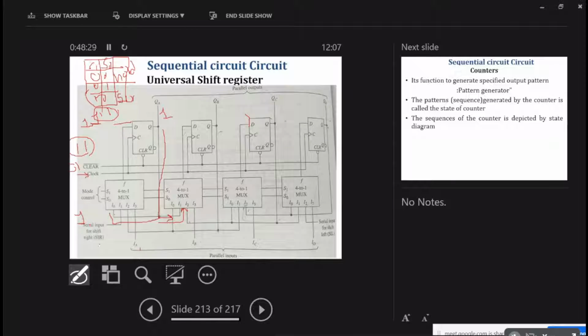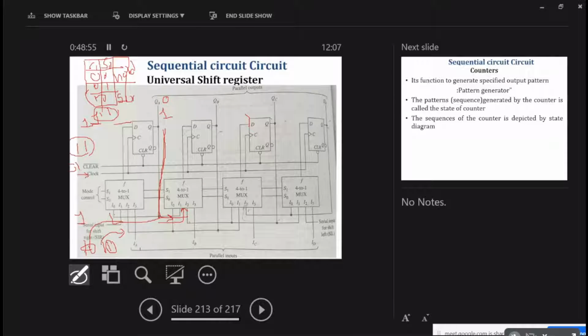Again, in the next clock pulse, suppose the data is 1011. In the first clock pulse, we get 1 at this one. In the second clock pulse, we get 1 at this one, and whatever was at QA gets shifted to here. In the third clock pulse, 0 will be at this QA. Whatever was at this got shifted here, whatever was at this will be shifted here.